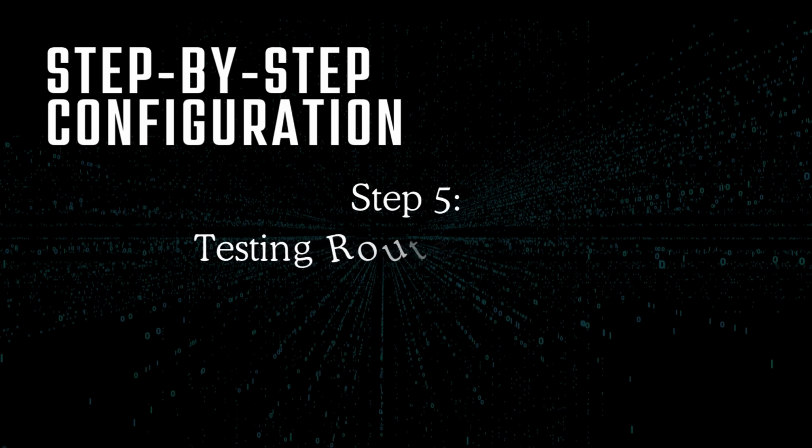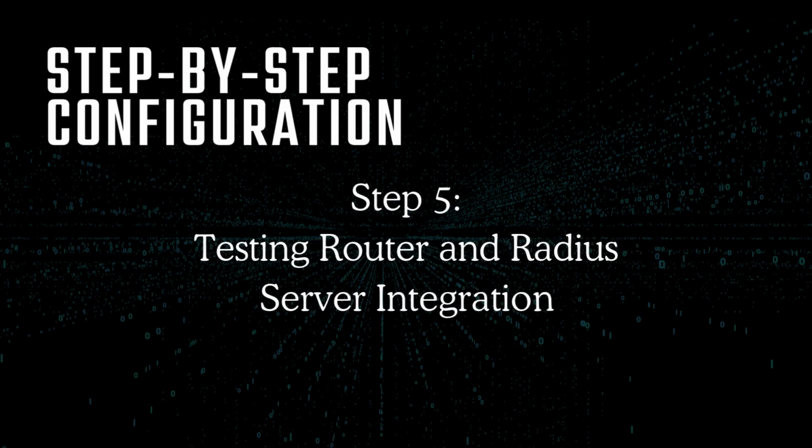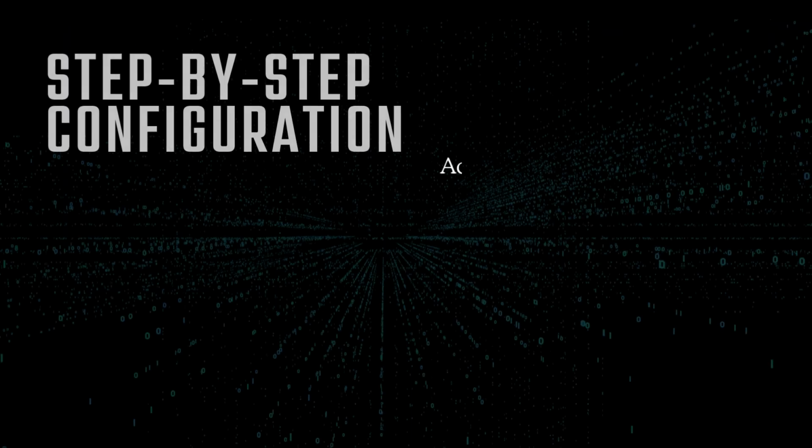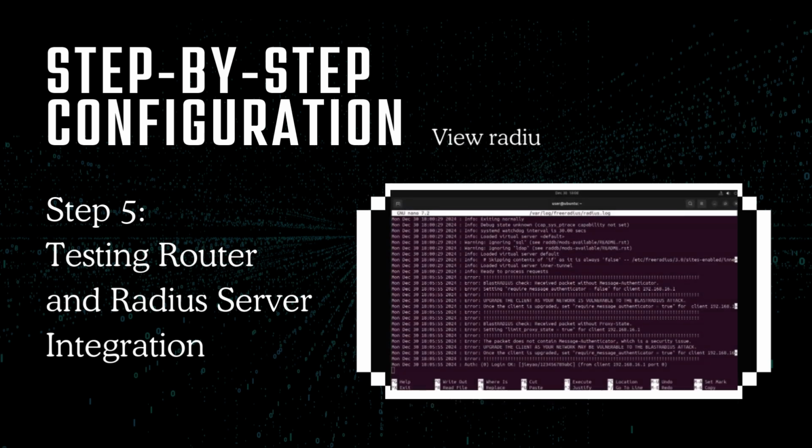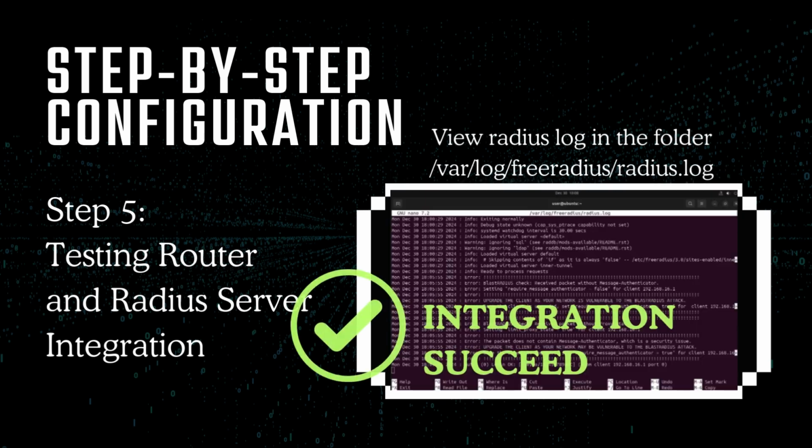Step 5. Testing router and RADIUS server integration. Access the router and log in with the username and password that were created in the users file at step 2. View the RADIUS log in the RADIUS server and try to find the log just now. If the log is found, it indicates the integration is done.